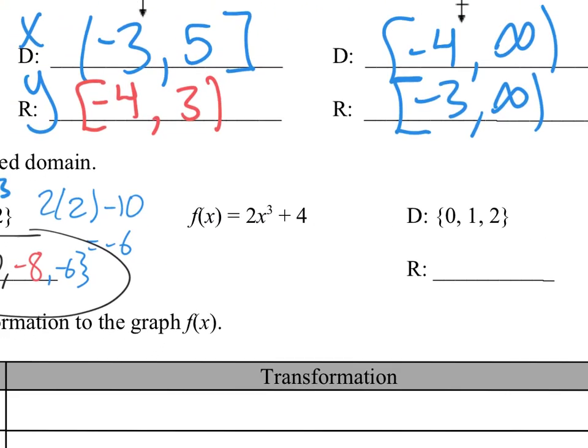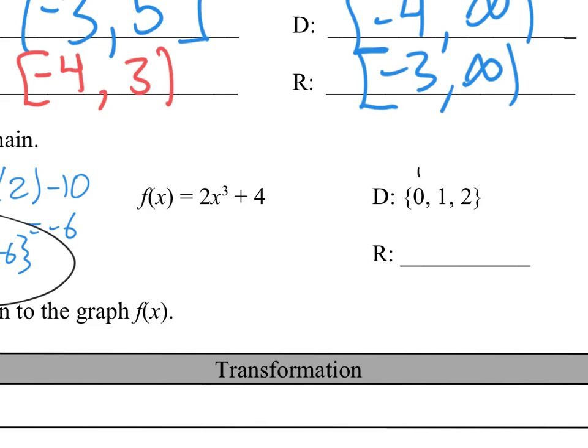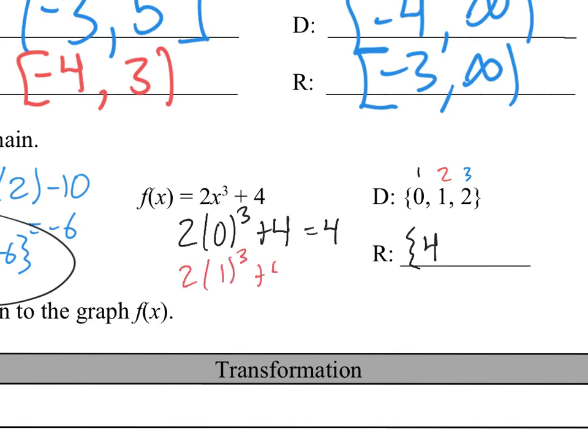Right, come over here. It's the same concept. Plug that in. Plug this in. Plug this in. So 2 times 0 cubed plus 4 is just going to be 4. That's your first one. And I'll stop talking for the rest of these because it's really easy. 1 cubed is 1 times 2 is 2. 2 plus 4 is 6. And then we'll plug in the 2.